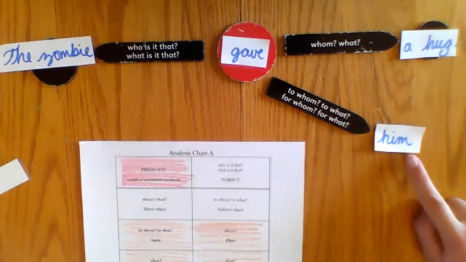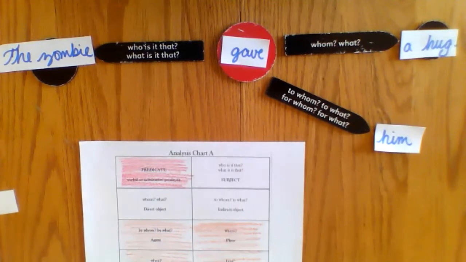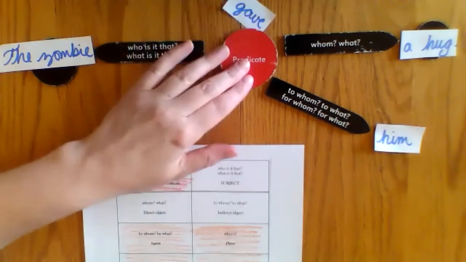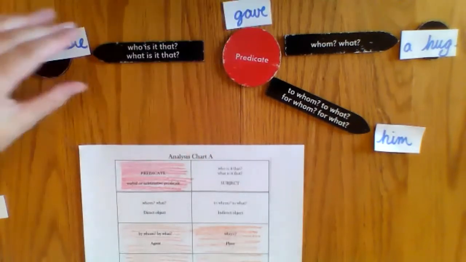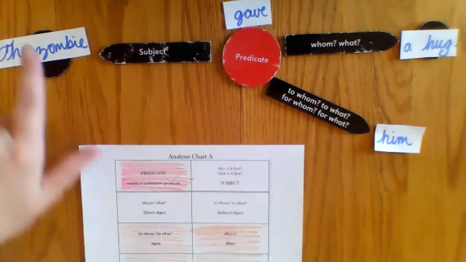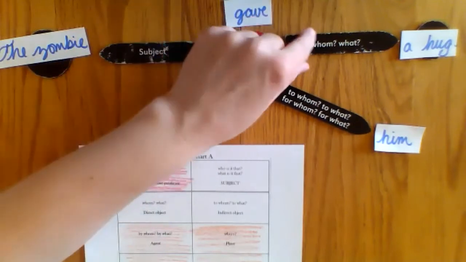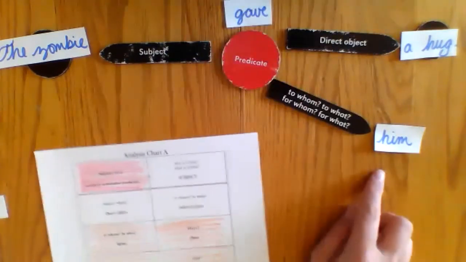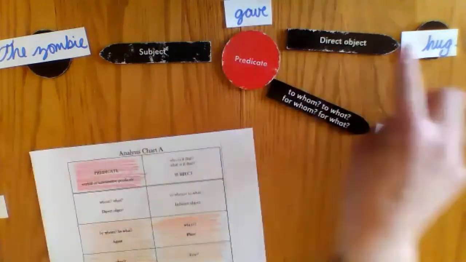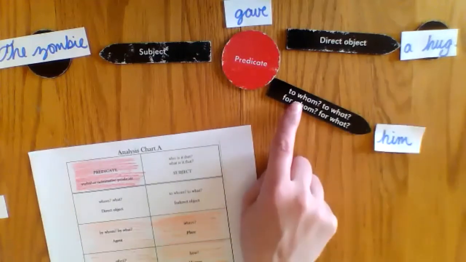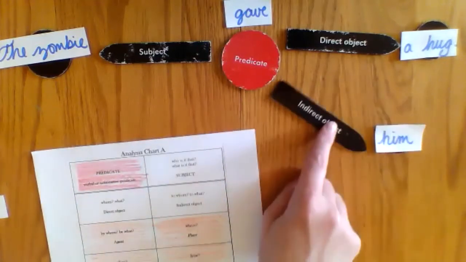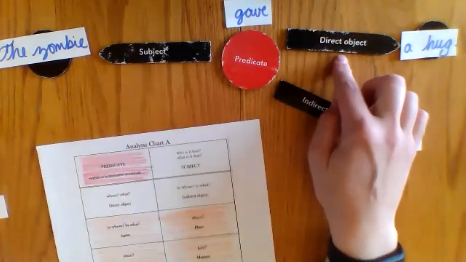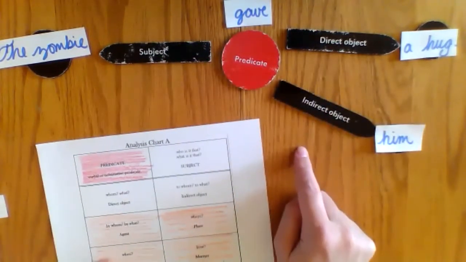But this circle's even smaller than the other two. Well, that's what I get. Okay, so let's look at our parts. Gave is our action. We call that the predicate. Who is it that, or what is it that gave? Zombie is our subject. The zombie gave whom or what? A hug. A hug is our direct object. Now let's flip this over and find out. The zombie gave a hug to whom? Him. Him is our indirect object. So this sentence has both a direct object and an indirect object.